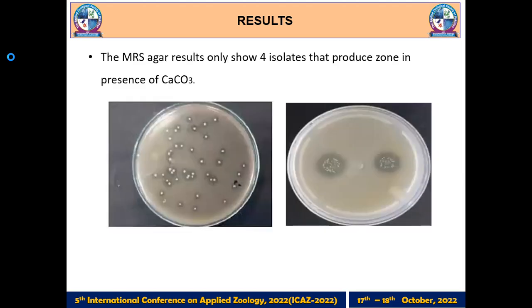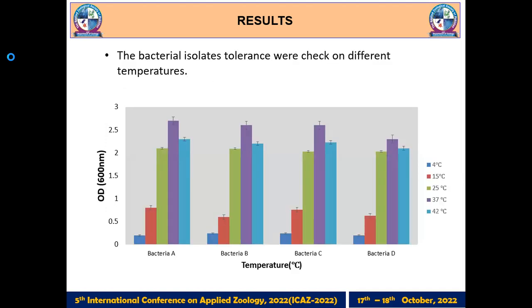The next step is the MRS. These are the MRS results of the four isolates that produce a zone in the presence of calcium carbonate. So this is the zone. Next are the bacterial isolates.